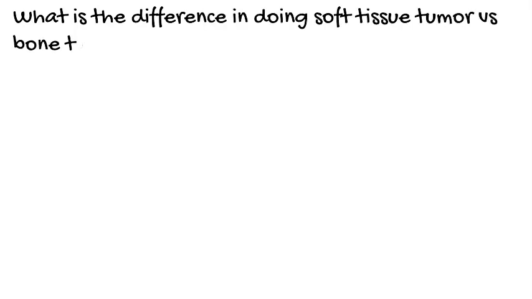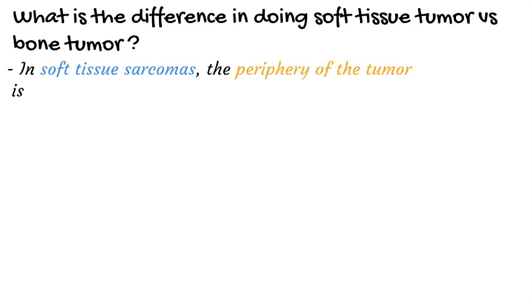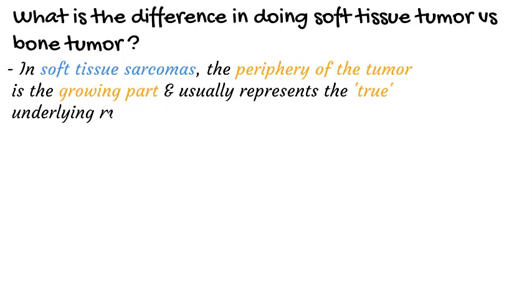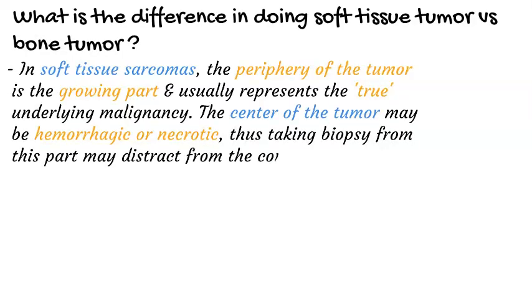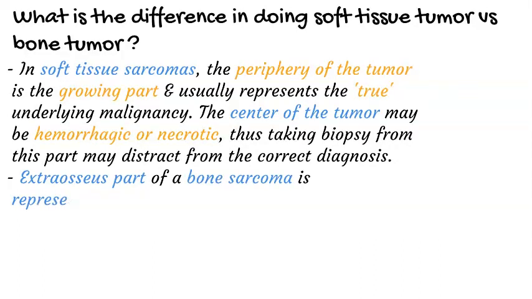Next question, what is the difference in doing a biopsy of a soft tissue tumor versus a bone tumor? In soft tissue sarcomas, the periphery of the tumor is the growing part and usually represents the true underlying malignancy. The center of the tumor may be hemorrhagic or necrotic. Thus, taking a biopsy from this part may distract from the correct diagnosis.